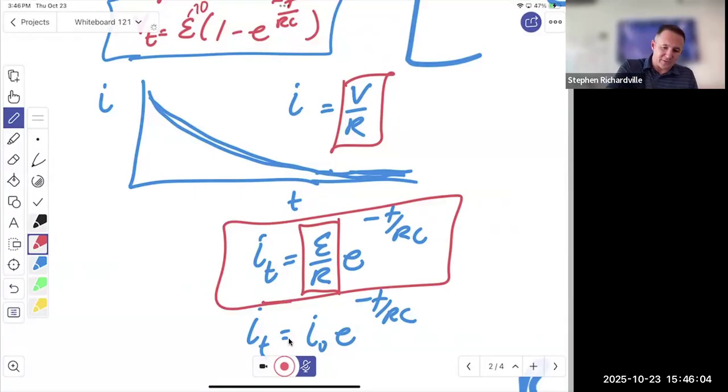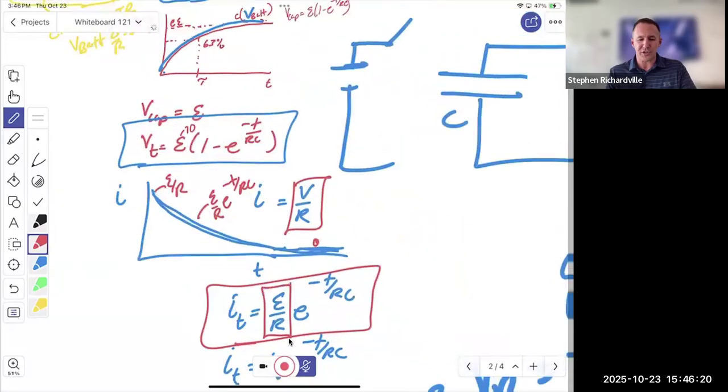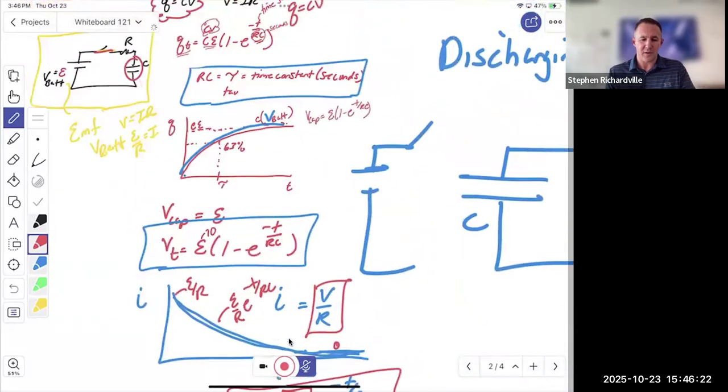And it goes like this. E over R to eventually 0. And this is E over R, e to the negative t over RC. This is the function. Again, on Wednesday, we're going to dive a little bit more deeply into where this came from. But for now, during charging, this will help you with the homework tonight.